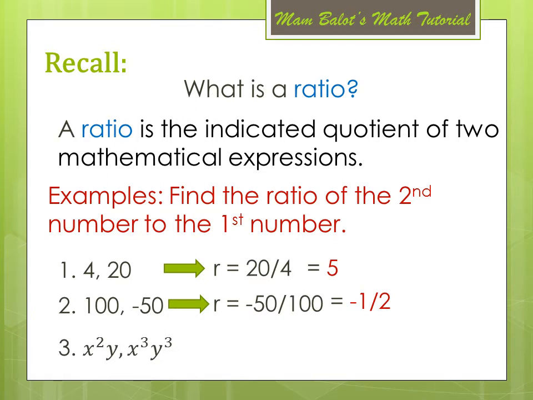Example 3, we have x squared y and x cubed y cubed. So to get R, we have x cubed y cubed divided by x squared y. So dividing these mathematical expressions, we get x y squared, since we are subtracting the exponents of the same variable.